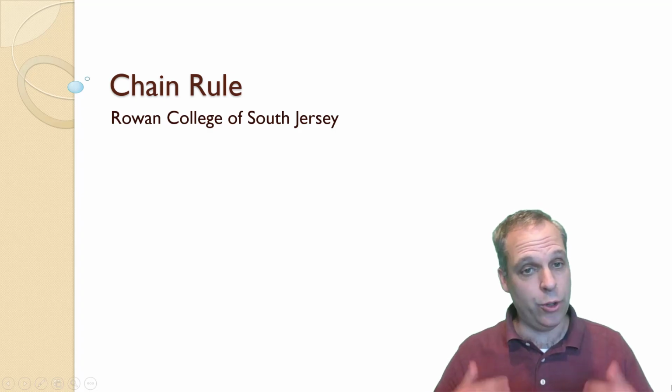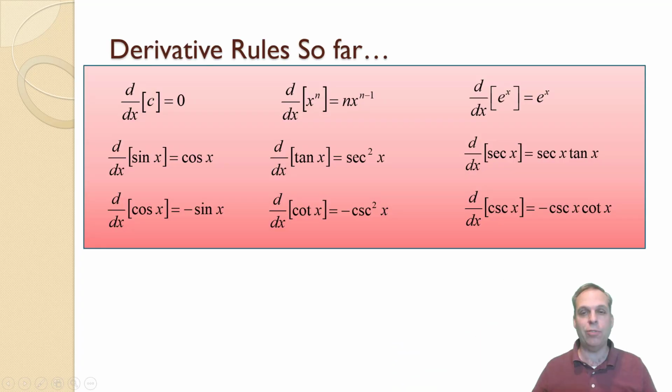In this video, I introduced the chain rule. So let's review the derivative rules we have so far. We have the constant, the power rule, the exponential rule. We have all 6 trigonometric function rules. In each case, once you take the derivatives, you just get a function. There's no more derivative operator.